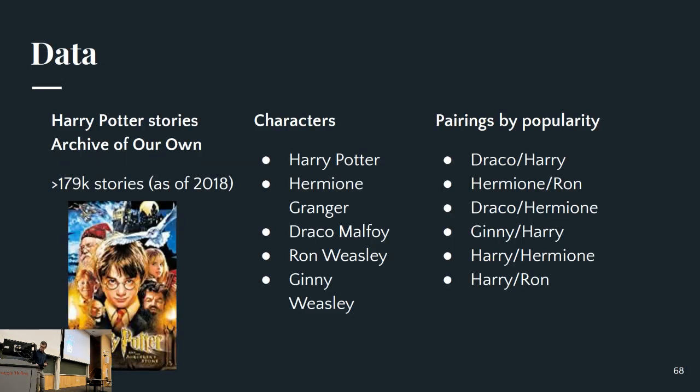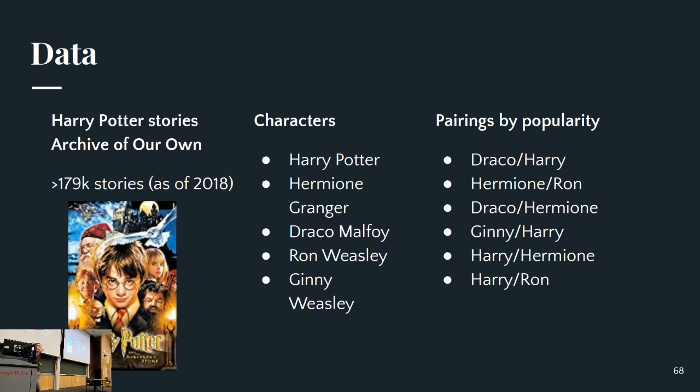For this one, we're going to use Harry Potter stories as just a starting point. We have around 180,000 stories as of 2018, just on this one website. What we're going to do is narrow down to a set of characters that are often paired together in romantic relationships in different ways, both in the original series with J.K. Rowling and also in fan fiction. So this is popularity based on fan fiction. You can see that Draco Harry is by far and away the most popular pairing. Fan fiction authors love Draco. It's kind of the bad boy aesthetic going on, which is very different from Draco in the original series.